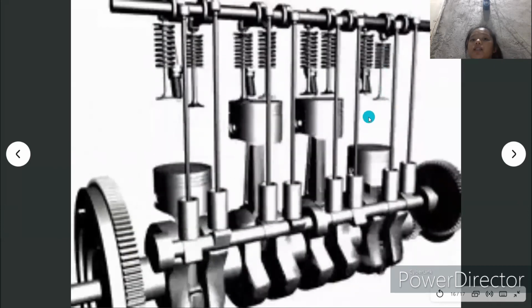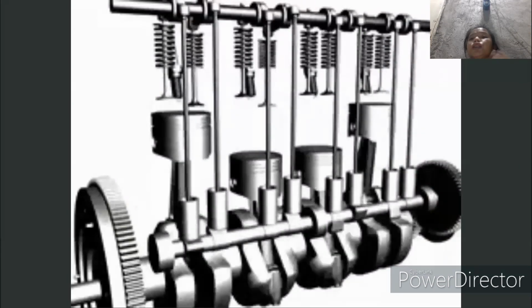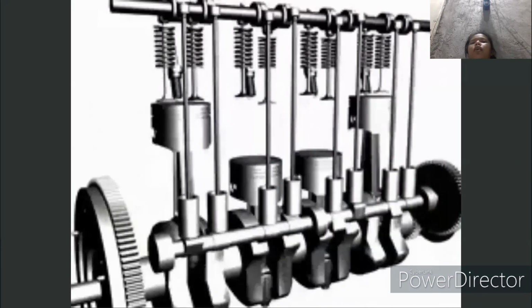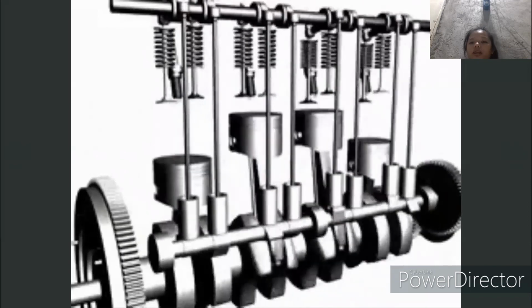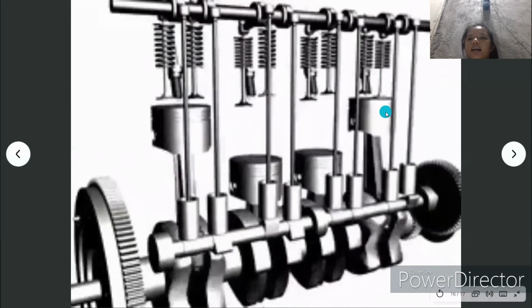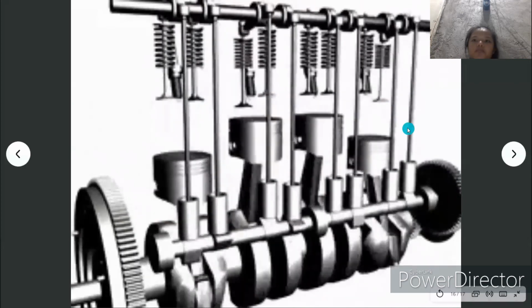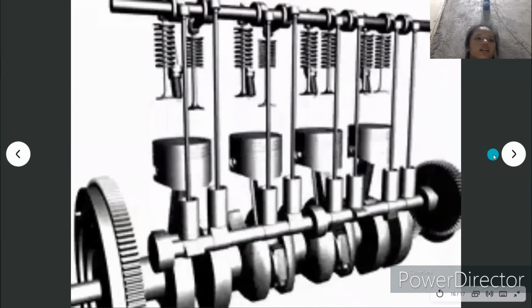And that is where our 4-stroke cycle starts. So basically, for easier understanding, that is the working principle of our valve operating mechanism. I guess that's it for our report. That concludes it.